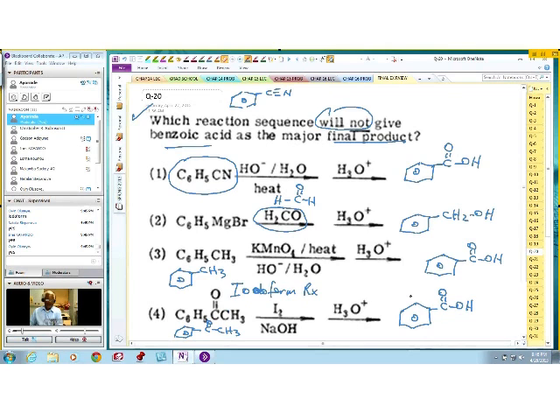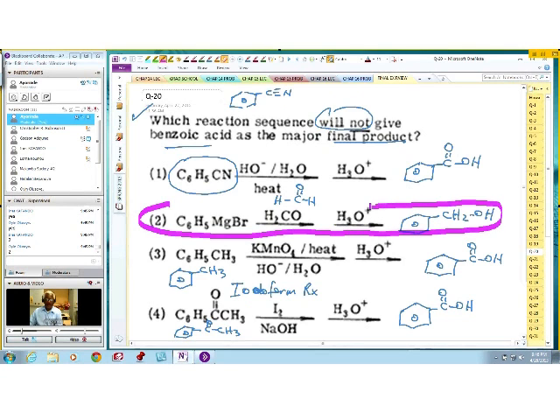So therefore, what is the answer here? What is the answer to this question? Okay, number 2. The answer to this question is number 2. The answer is number 2, right here. So this is the only one of this sequence that does not give benzoic acid. And that is what they are asking for here. So the answer is number 2. Okay, so we go to the next one.